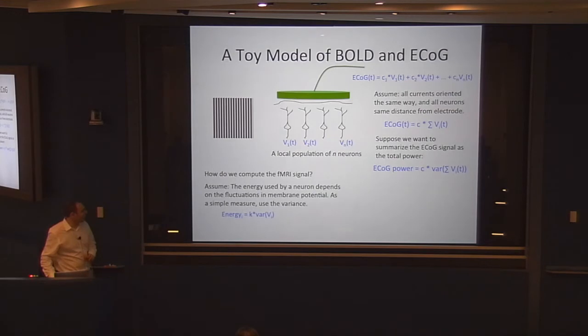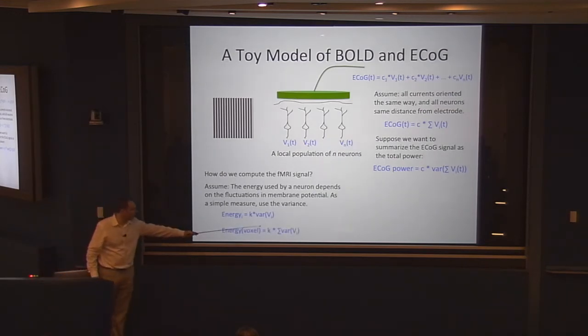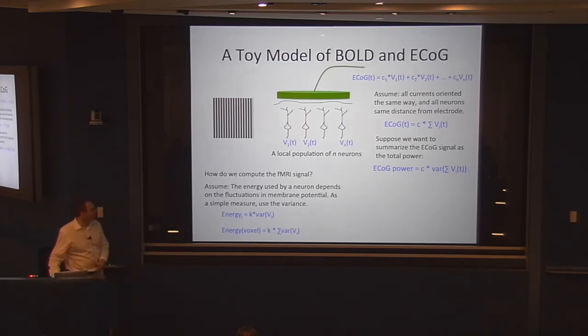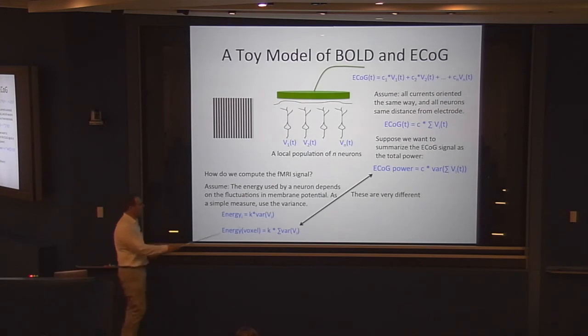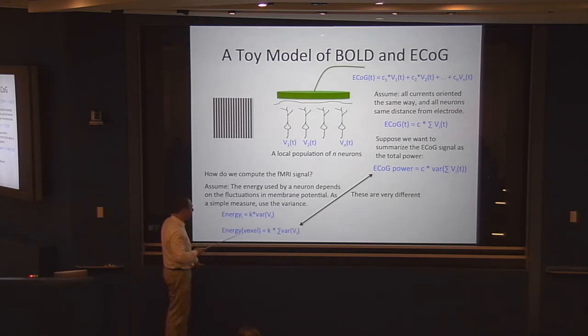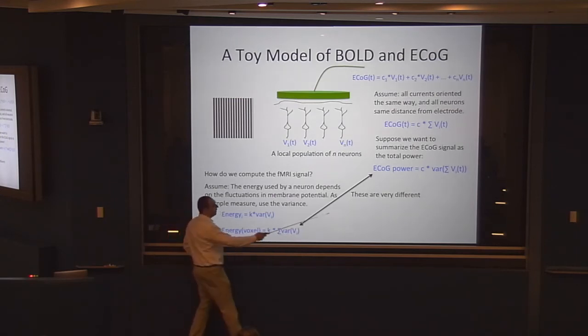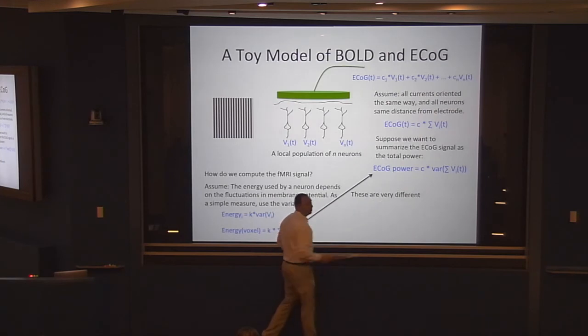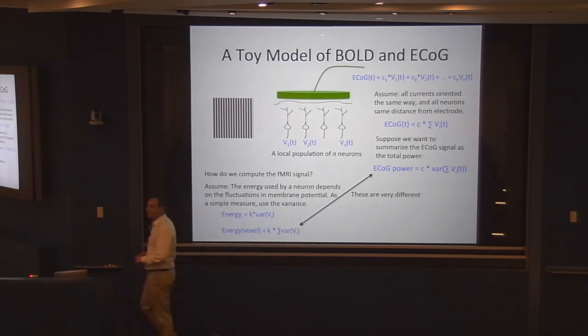The nice thing about that is I can say, well, my voxel, which has all these neurons in it, is just the sum of all those variances. And what I wind up with now is something kind of funny. This is what David called, I don't know if he had this specific thing in mind, the order of operations differ. The fMRI signal is the sum of the variance. And the ECoG power is the variance of the sum. And those things are not the same.